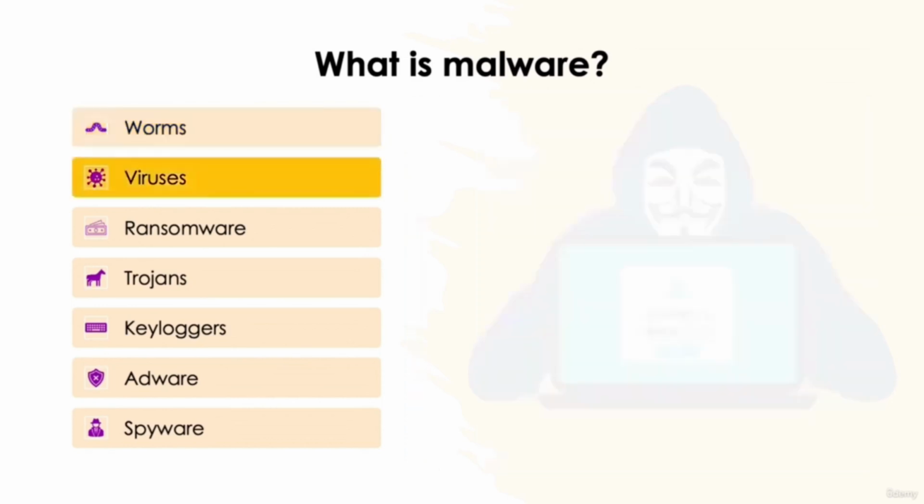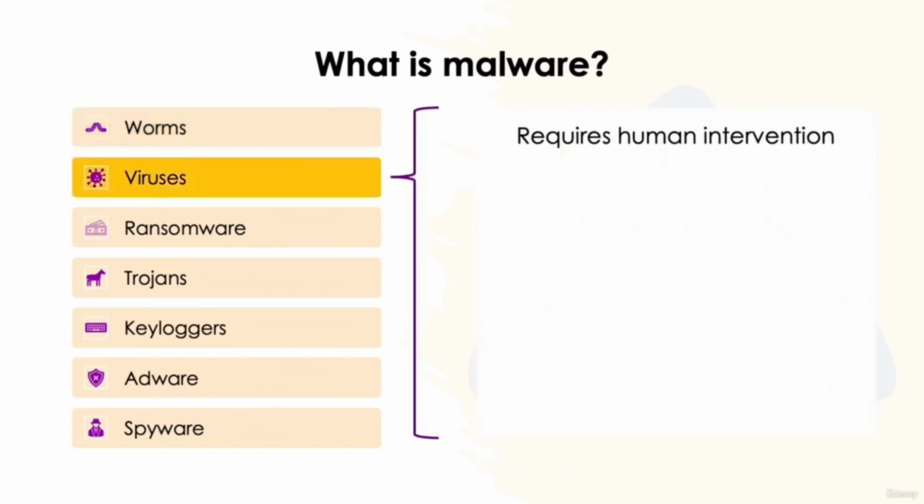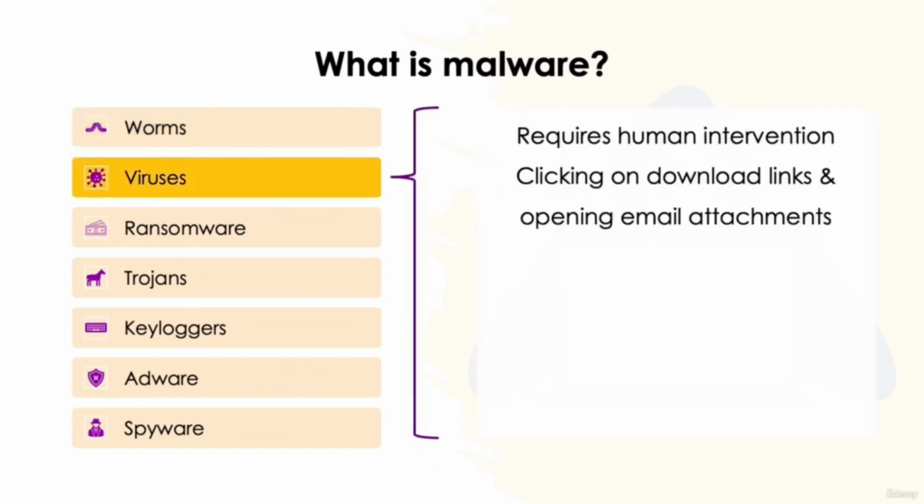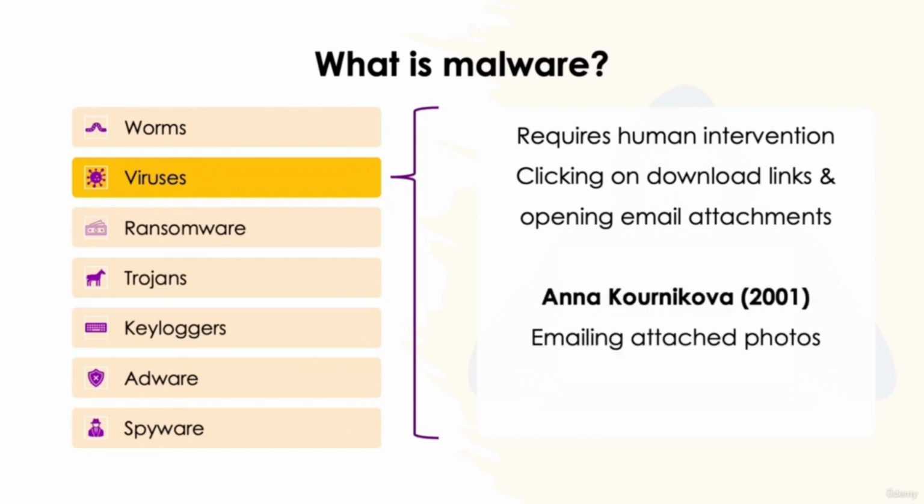A virus, on the other hand, requires little human intervention to instigate attack. The most common method is by getting users to click on download links on their websites, or opening attachments in emails and installing the downloaded program. The year of 2001 saw a virus named the Anna Kournikova virus infect many by tricking email users into opening an attached image supposedly containing a photograph of Anna Kournikova.